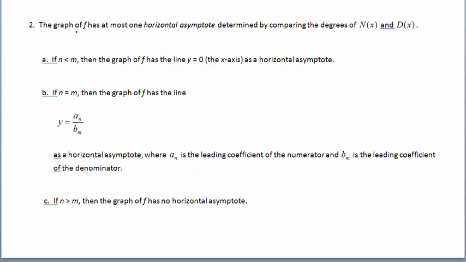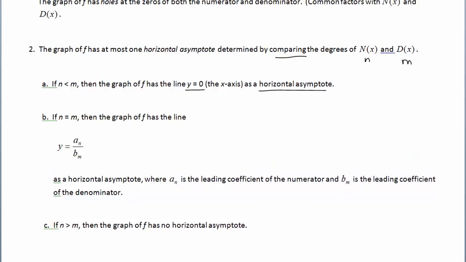Now, going on to horizontal asymptotes, the graph of f, of a rational function, has at most one horizontal asymptote determined by comparing the degrees of the numerator and denominator. Remember, in the numerator, n represented the highest exponent, and in the denominator, m represented the highest exponent. And so we're going to compare them. It says if n is less than m, then the graph of f has the line y equals 0, or the x-axis, as a horizontal asymptote. We have 2 examples that we can refer back to.